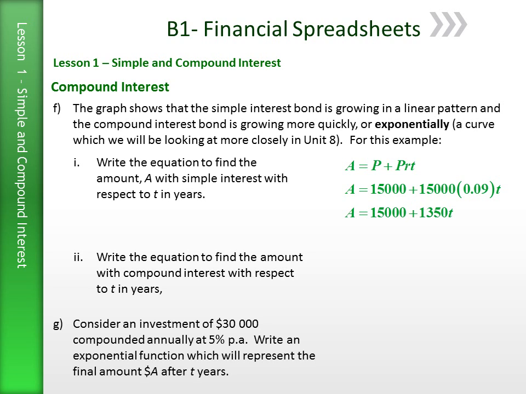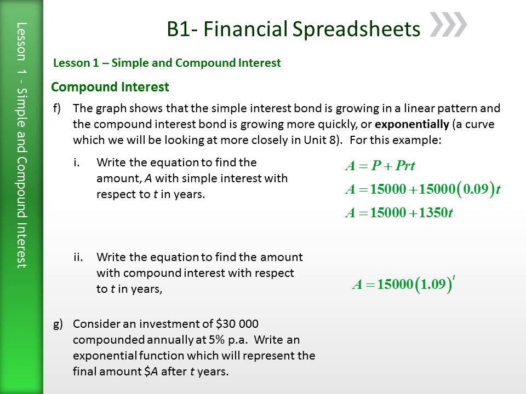For the second part, write the equation to find the amount with compound interest with respect to t in years. This is the formula that we just discovered 2 slides ago. Our 15,000 times 1.09 to the t power.